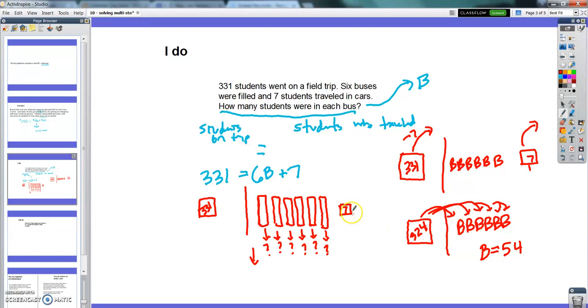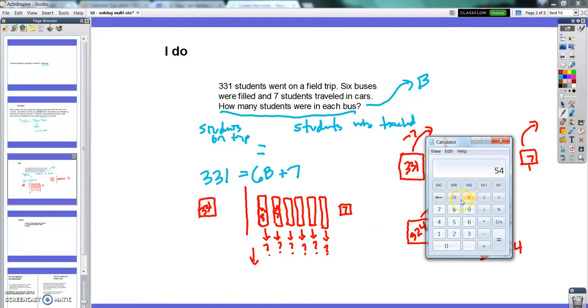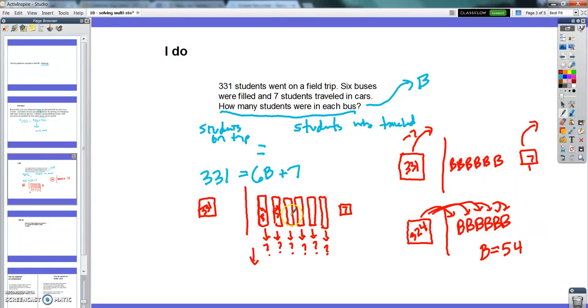If I go back and check that now, if I go back to my original drawing and make sure if each of these buses had 54 kids on it, that would be 54 times 6 plus the 7 in the car, and I sure do get 331 kids. So it works out. So each one of the buses, each one of the B's was a 54. All right. So I think the drawing strategy helps. It really lets me see what I'm doing and manipulate the numbers in a way that helps me solve the problem. All right, let's do one together.